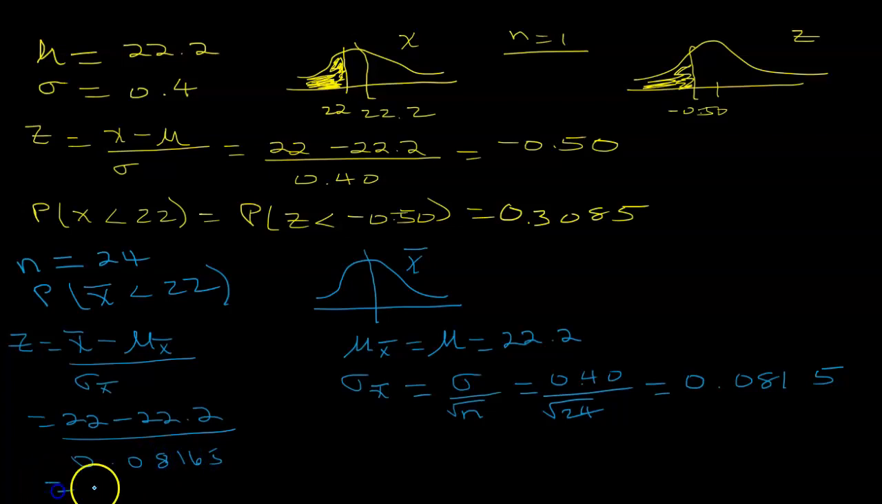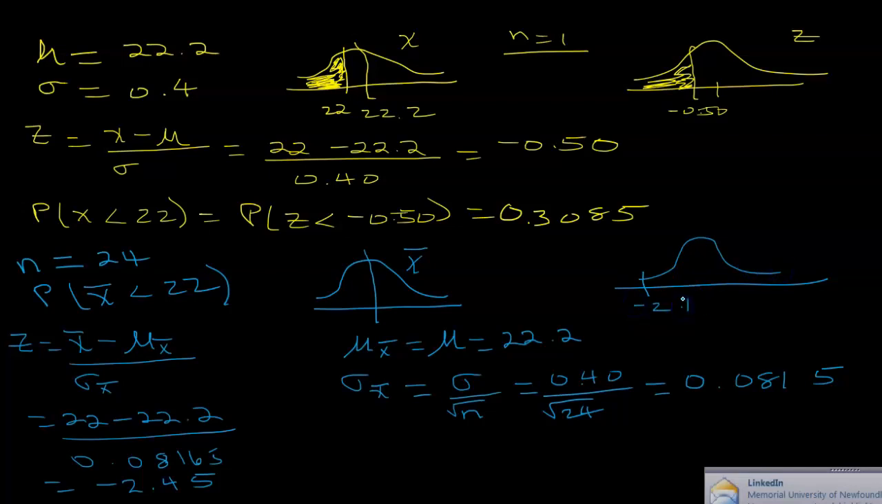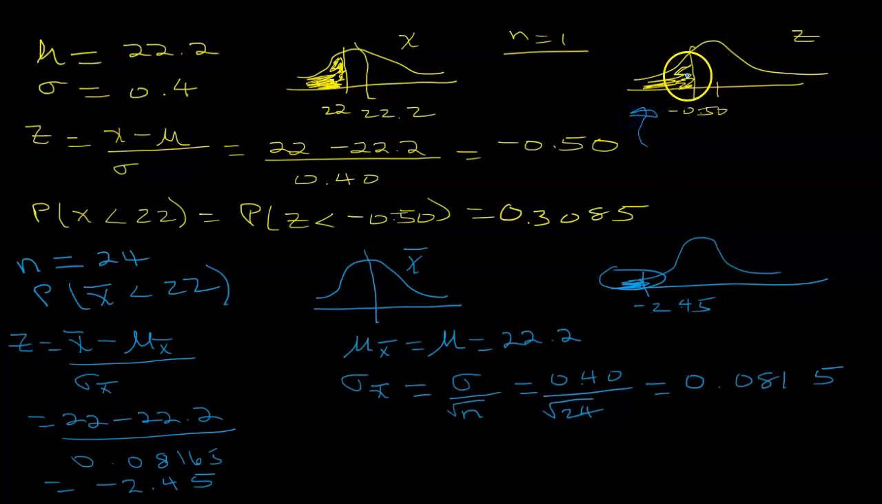And if you work this out, you get a z-score of negative 2.45. So on our standard normal distribution, z of negative 2.45 is going to appear pretty far down in the bottom part of this curve. And this area right here is going to be a lot smaller than the area that I have up here.